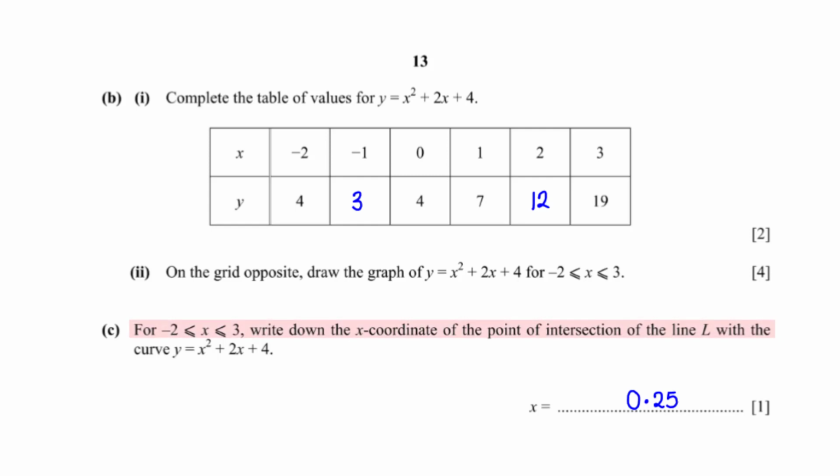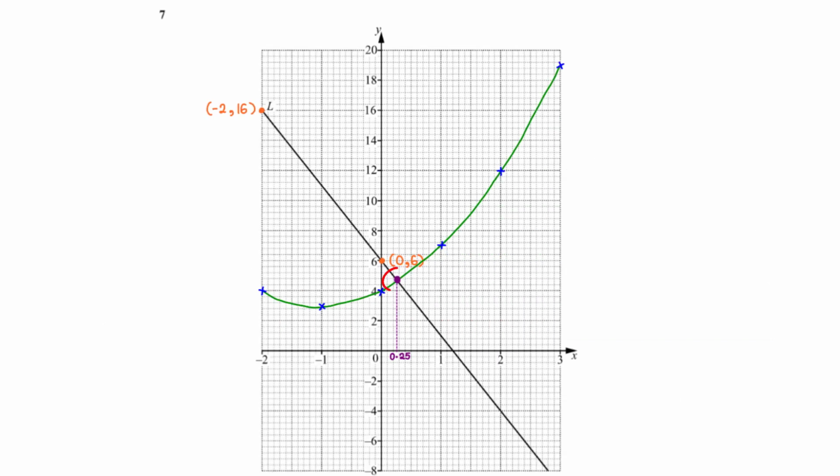For x greater than or equal to -2 and less than or equal to 3, write down the x coordinate of the point of intersection of the line L with the curve y equals x squared plus 2x plus 4. Here is the intersection point between the line and the curve. When we trace this point onto the x-axis, we get 0.25.